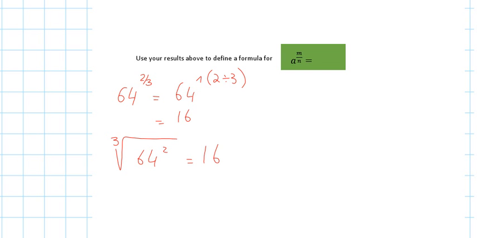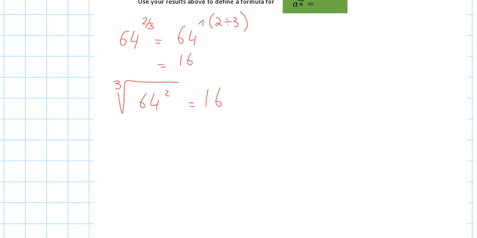Why is this happening? What do we know about the cube root? If I want to write it as a rational format, what is it? 1 over 3, right? So if I look here, that's the same thing as 64 to the power of 2, and then raised to the power of 1 over 3, right? Because I know that the radical is 1 over 3.